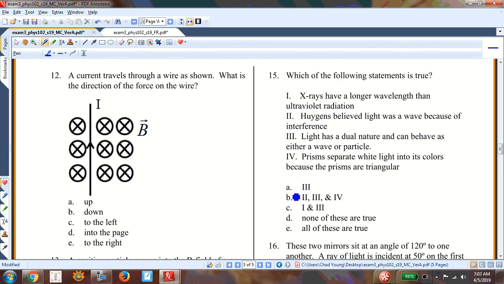What is the direction of the force on this wire? It's going to be to the left. Fingers in the direction of the current. Fingers fold towards the magnetic field. Your thumb points to the left for number 12.